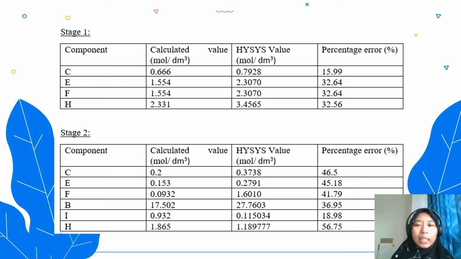I have calculated the percentage error for each component between the HYSYS value and the calculated value. So the concentrations of the components have some percentage error. However, the result is still accepted because there were some mistakes in substituting the values, in that we did not take the largest number of significant figures to calculate the concentrations of the components.